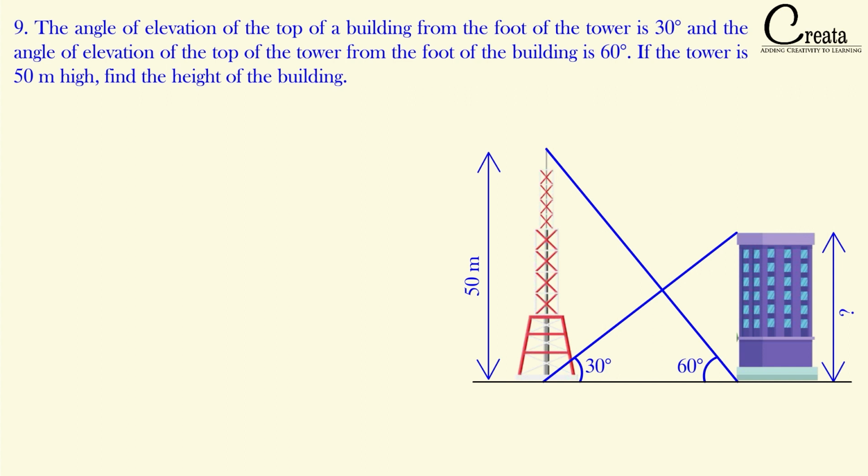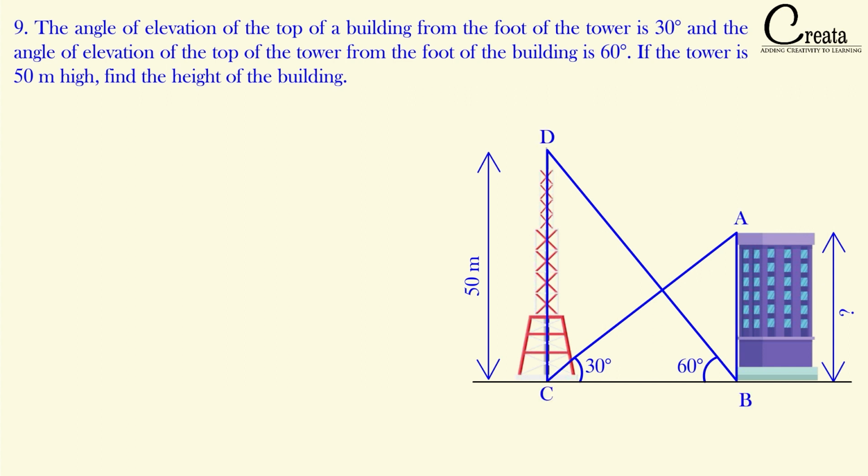Got it? When we are looking at the top of the building from the foot of the tower, the angle formed is 30 degree. And when we are looking at the top of the tower from the foot of the building, it is 60 degree. Got it? So this is the scenario given in the question. We have to find the height of the building. So let's proceed. Let's mark the point as A, B, C and D.